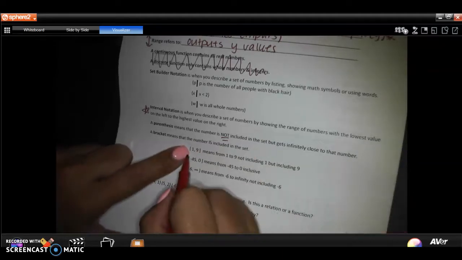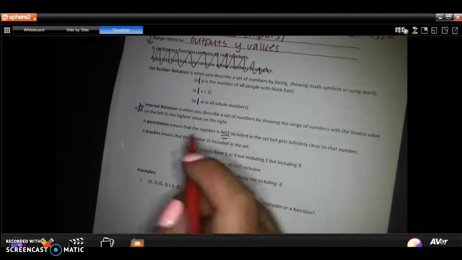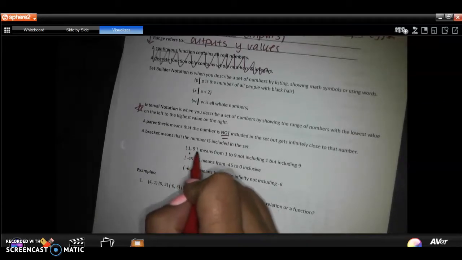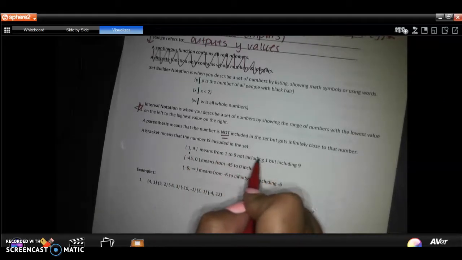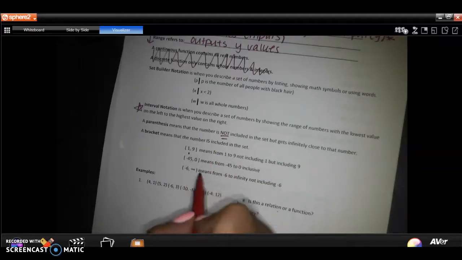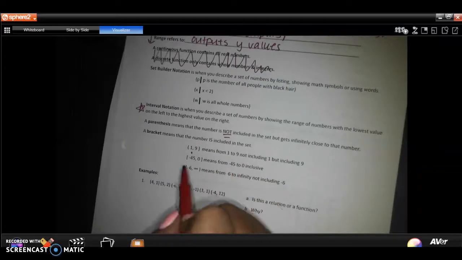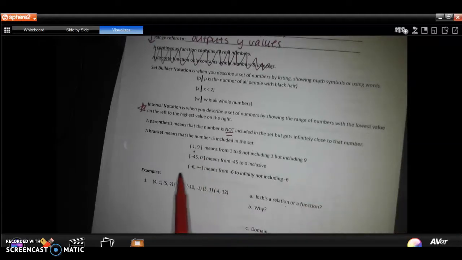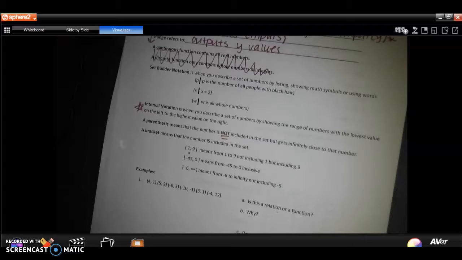So an example, this says 1 with parentheses. That means it gets super close to 1, and it's going to hit 9. 9 is included. It means from 1 to 9, but not including 1, it is including 9. Here we have two brackets, so it is including negative 45, and it does include 0. Here, super duper close to negative 6. It goes all the way up to infinity, but it's not including negative 6. It just gets super duper close. So let's look at a couple examples.